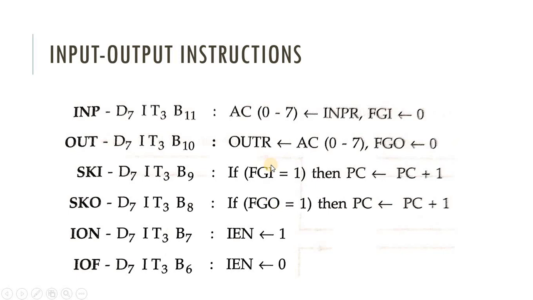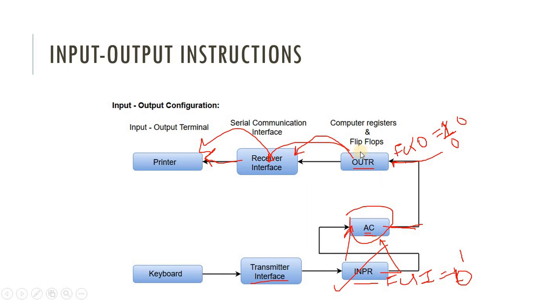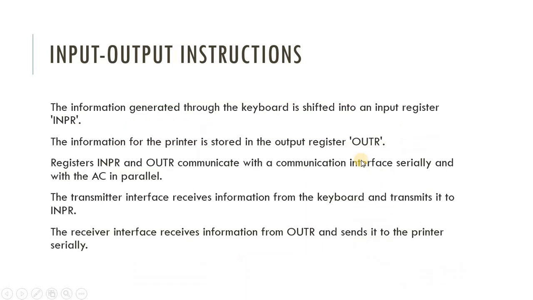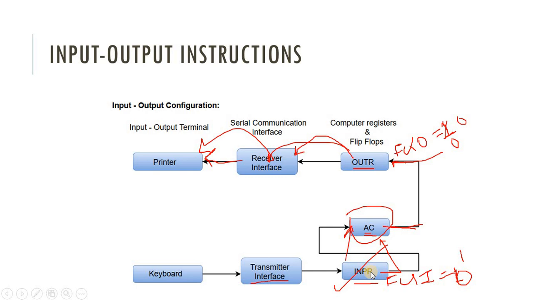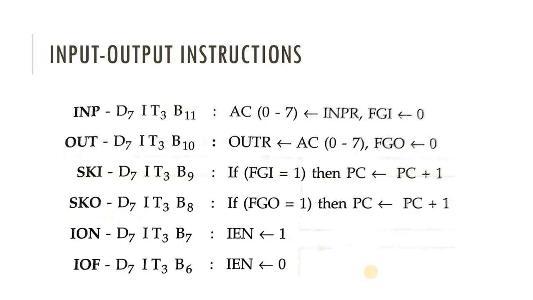Then we need to check that if FGI equals 1, the information now moves to the output register, but here the input register is empty. So at that time we can accept the data from the next instruction also. So first we check if FGI equals 1, yes, then we increment the program counter by 1. Same as, if FGO equals 1, then we increment the program counter by 1.